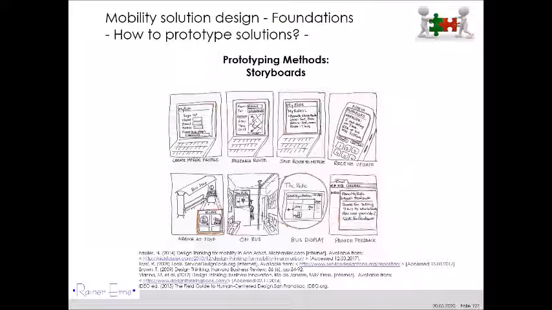A bit more sophisticated are storyboards. This is taken from the film or the movie industry, where you show also the journey of a customer together with the MaaS app, and you devise a kind of story accompanied by the solution, how the customer interacts with the solution in all the stages of his journey.